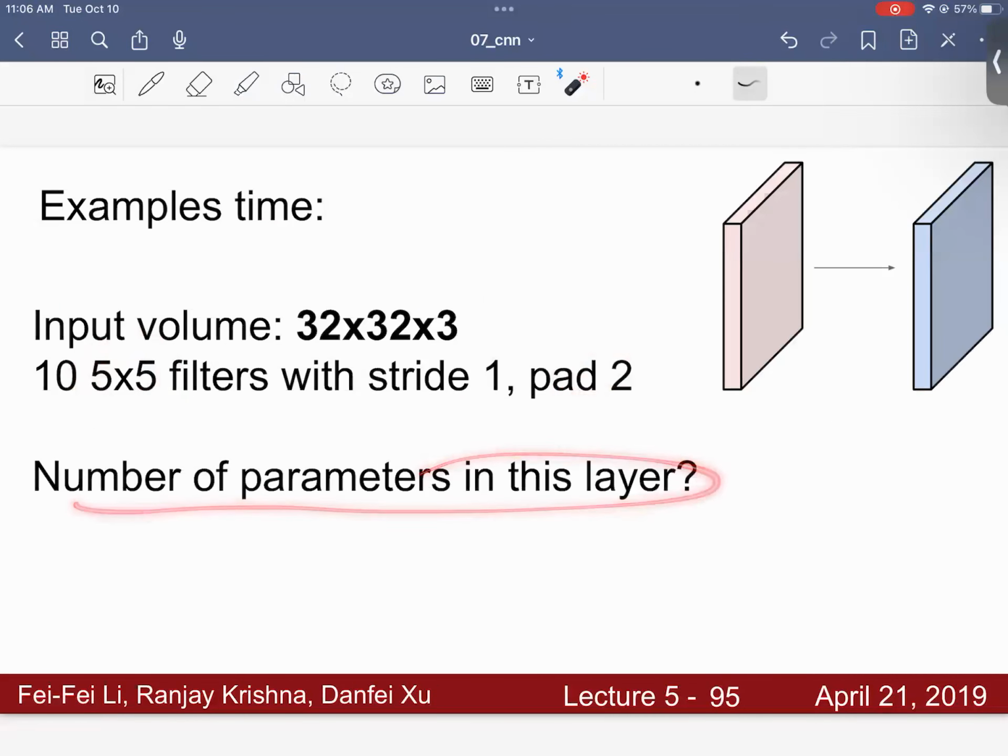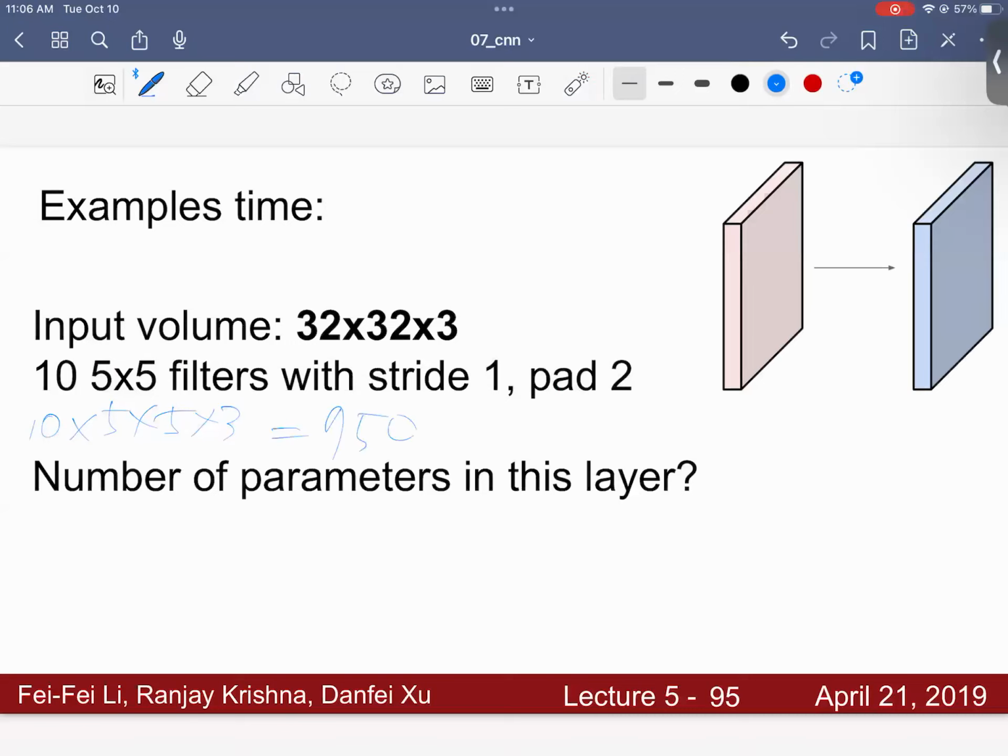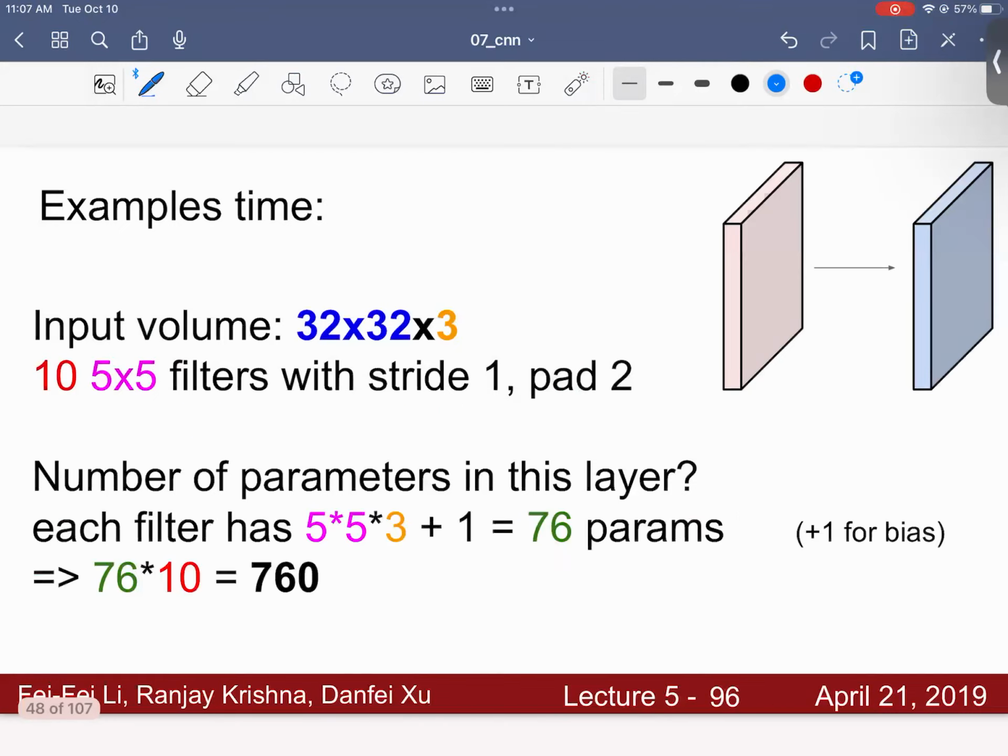Number of parameters in this layer. So what is the number of parameters? I said that the number of parameters is exactly the size of your filter. So the size of the filter is 5 by 5 by 3, and we're using 10 of them, right? Which is 750. But we forgot about the bias. If you remember the bias, there's one bias per filter. So there should be 10 biases because there are 10 filters, right? Yeah, exactly. So 760 is the answer.